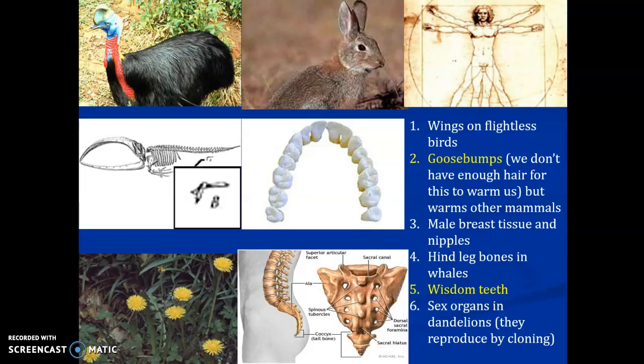Sex organs in dandelions: they reproduce by cloning. Asexual reproduction, so they do not need those sex organs. So again, over time, maybe they will not be in certain species of flowers that do that. And then lastly, the tailbone. The tailbone is related to possibly having a tail, which obviously Homo sapiens do not have, but we still have that structure that could lead to a tail. So I always think those are pretty fun.